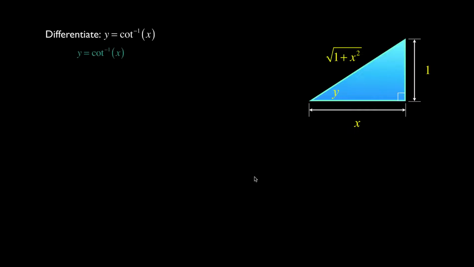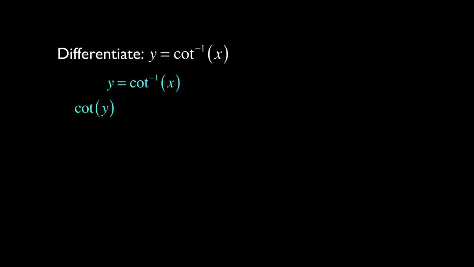So now, I'll begin by saying y equals cotan inverse of x, and I will rewrite that as cotan y equals x. Next, I need to differentiate both sides with respect to x, and this is where the implicit differentiation comes into play. I'm taking a function cotangent y and I'm differentiating with respect to variable x.